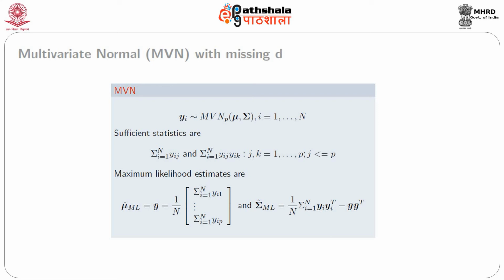And the maximum likelihood estimate mu hat ML is nothing but the sample mean, 1 by n summation of y_i1 up to y_ip, in vector notation. I mean it's a column vector. And sigma hat ML is the sample variance-covariance matrix, so (y_i minus y bar)(y_i minus y bar) prime or transpose, and then I can write it as 1 by n summation of (y_i minus y bar)(y_i transpose minus y bar transpose).